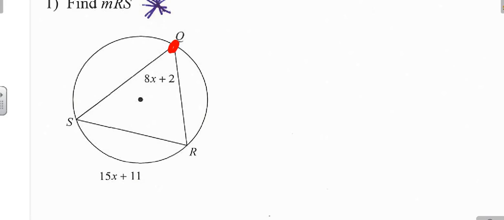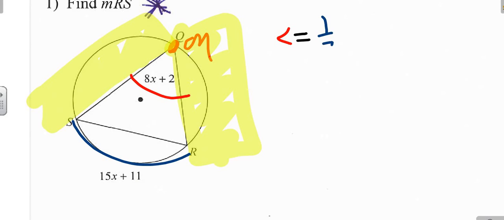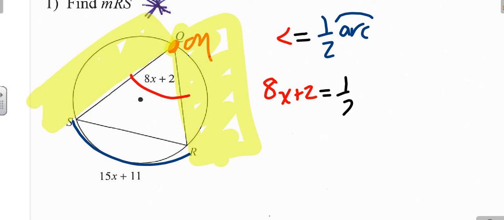This is an inscribed angle. Once again, your post-it notes, if you had them, would be like this. And this angle and this arc, there's two ways to express it. The red angle is half of the arc. That's one way to express it, which would make it look like this. 8x plus 2 equals 1/2 of 15x plus 11.